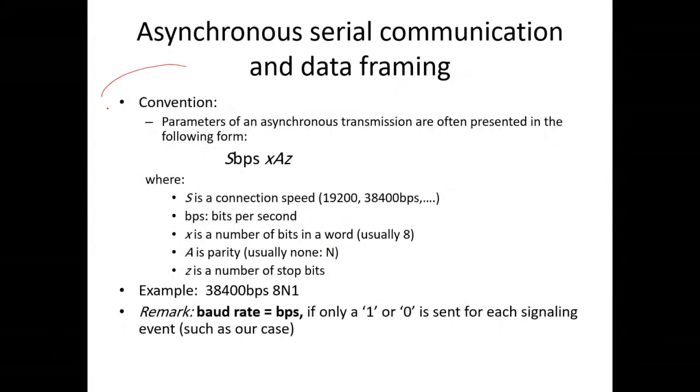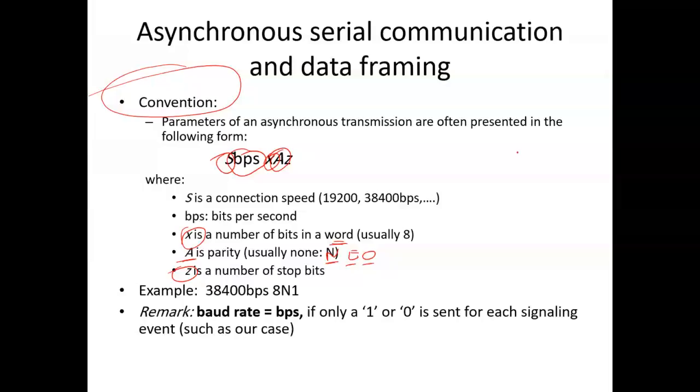Now let's see the convention of the transmission. Here we have to give the speed or the baud rate. The unit here is bit per second, and then we have to give x, which is the number of bits in the words, and then we have to give a, which is the parity. For the parity, we can have n, e, or o. n means none, e means even parity, and o means odd parity. And z is the number of stop bits.